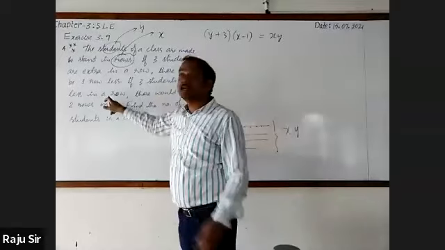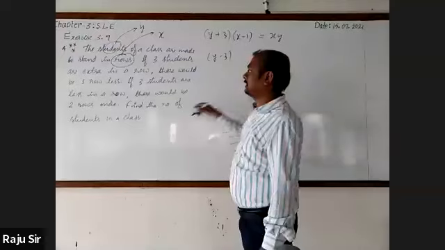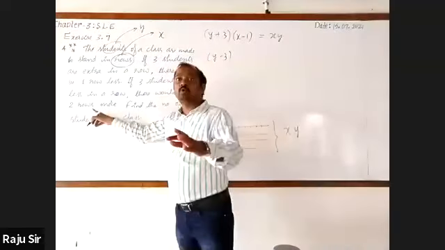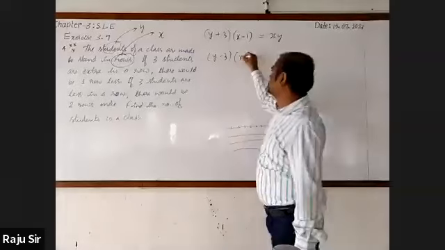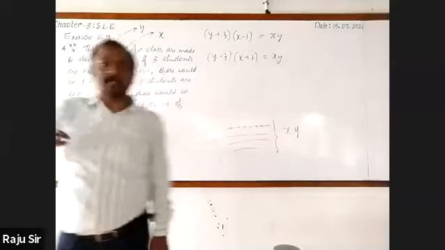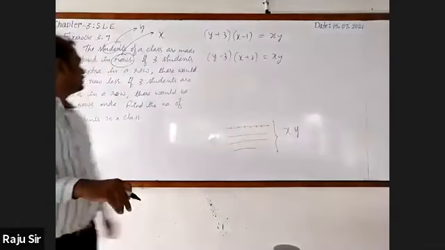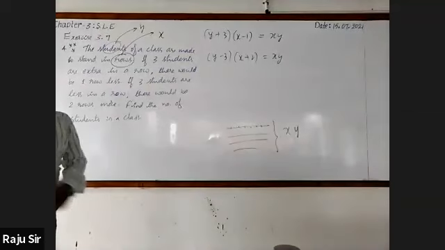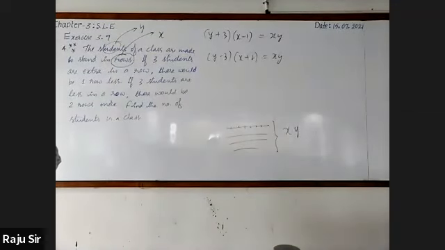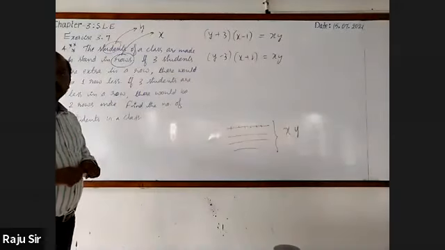If 3 students are less in each row, Y minus 3, there would be 2 rows more, X plus 2. Again, this is also equal to XY. You get the second equation. Have you understood? Yes, sir. Number of students is 36, sir. Correct. Very good. Now, just go and write it.